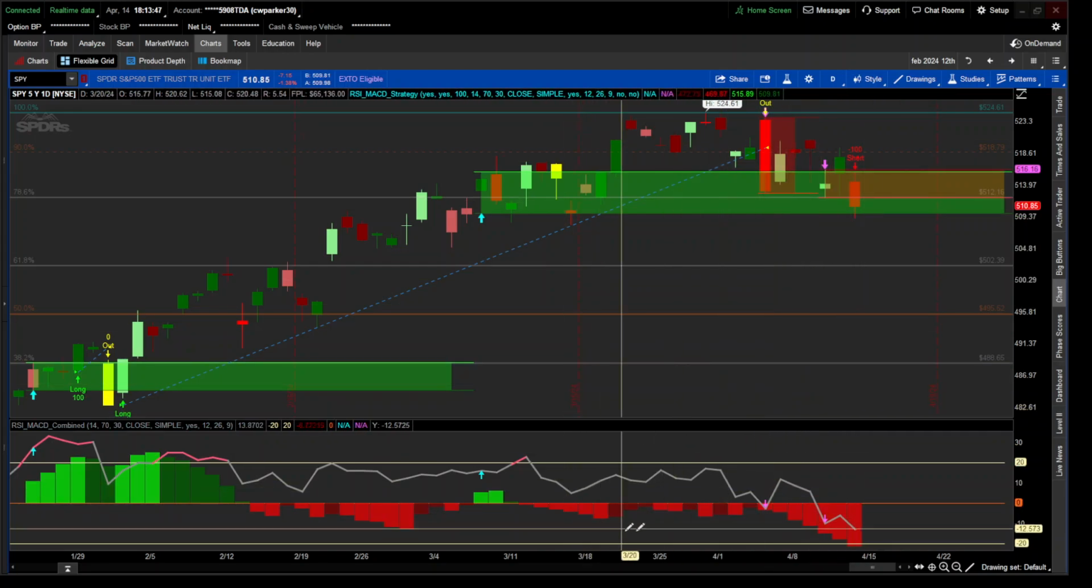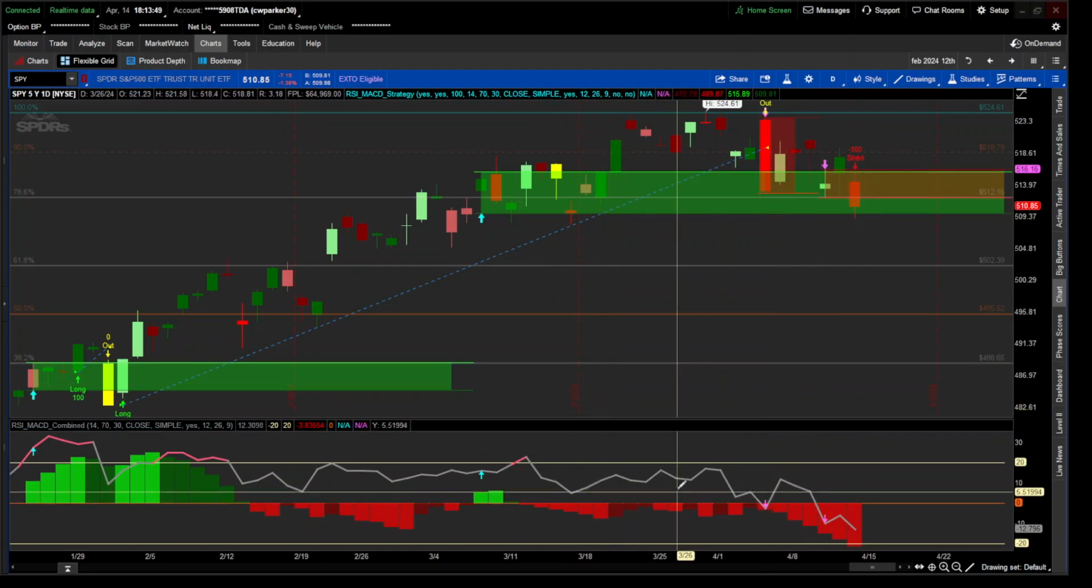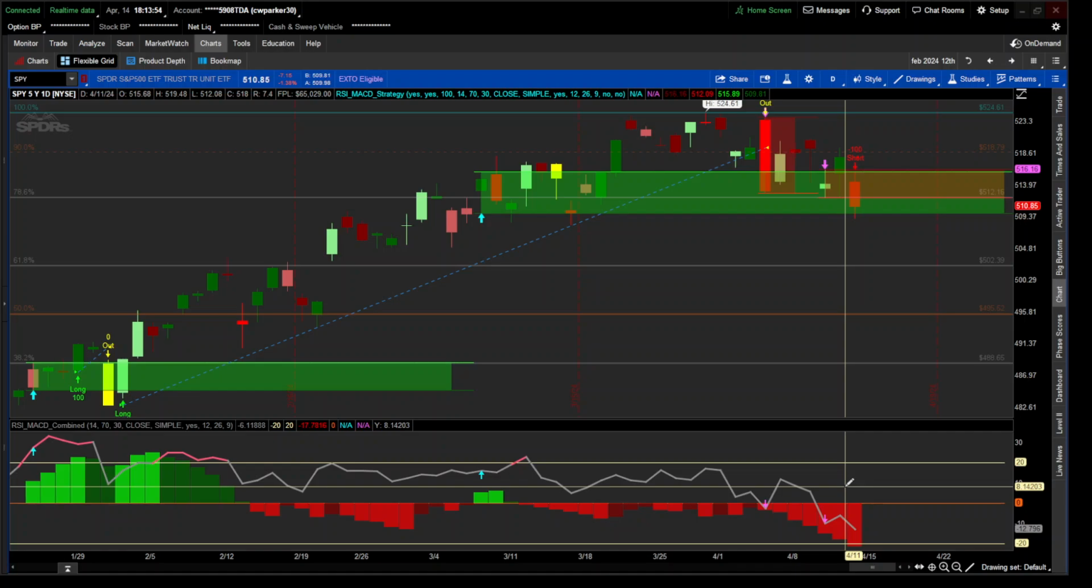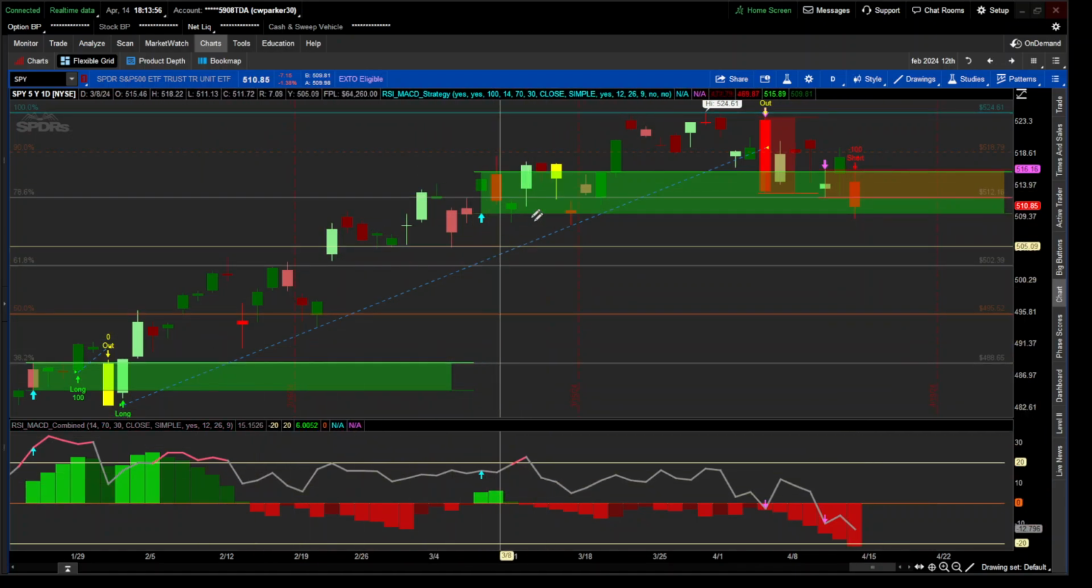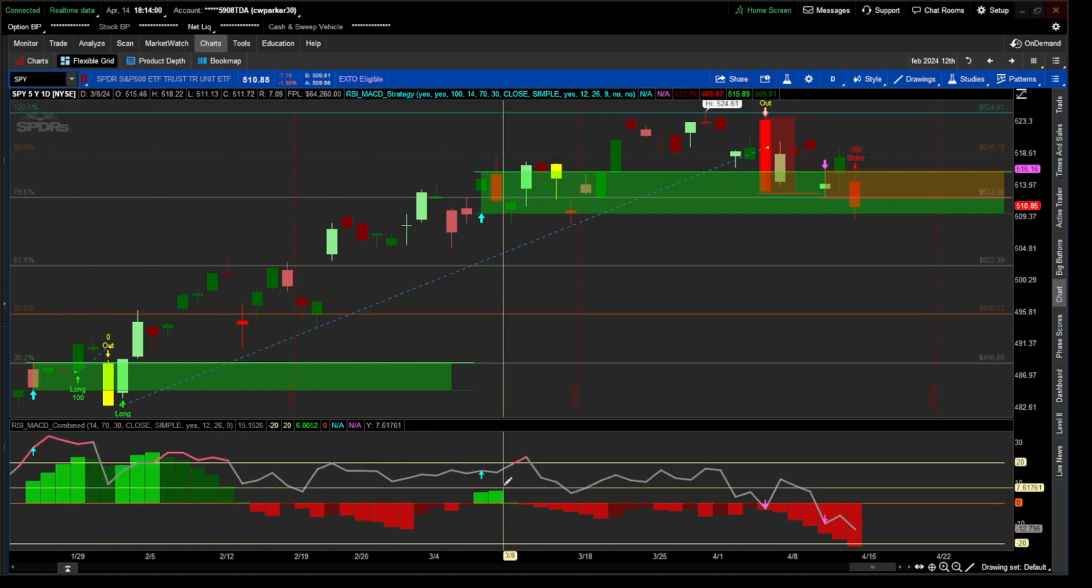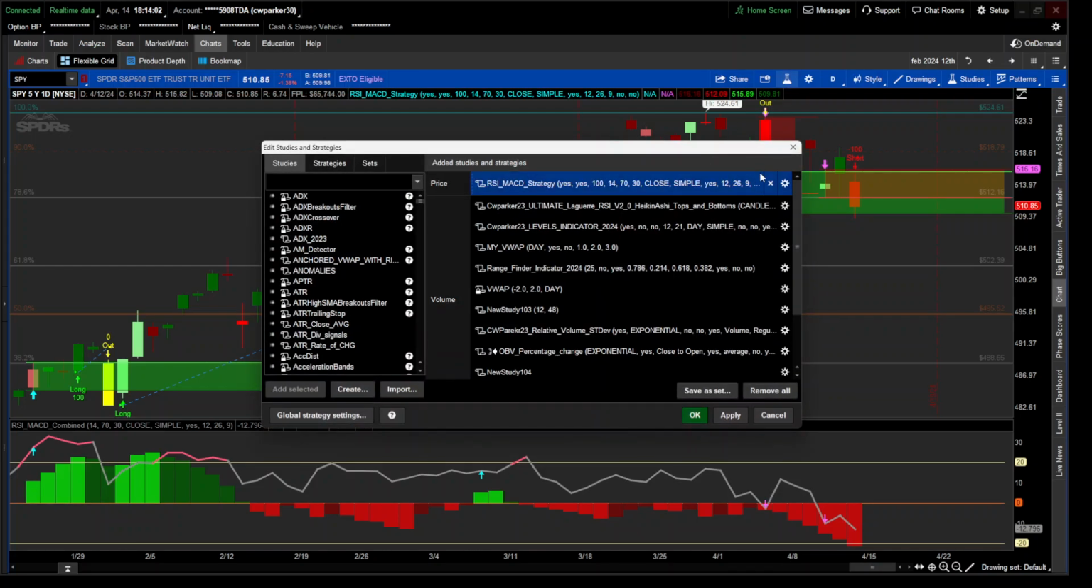So you can use this indicator here. I combined the RSI and the MACD together. It's a free indicator, so just look at the link in the description. You can get both of these, the strategy indicator and this lower indicator of RSI and MACD combined.